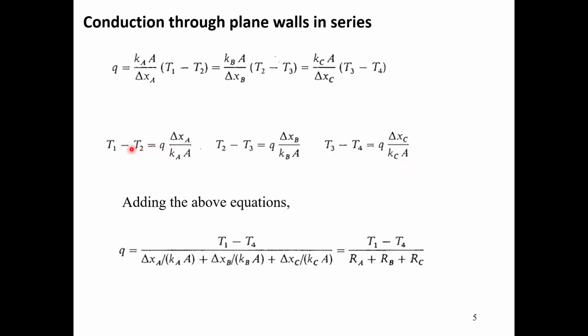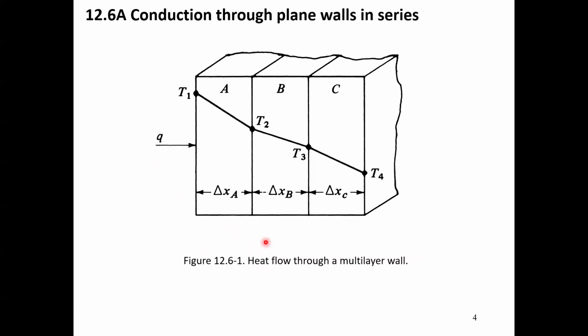Then what would happen is, minus T2 plus T2 would get cancelled, minus T3 plus T3 would get cancelled, and you would end up having T1 minus T4, and all these other terms that go into the denominator. So now what you see is you have T1 minus T4. When you go back to your schematic, you see that T1 and T4 are on either side of this multi-layer wall. So this is the overall driving force.